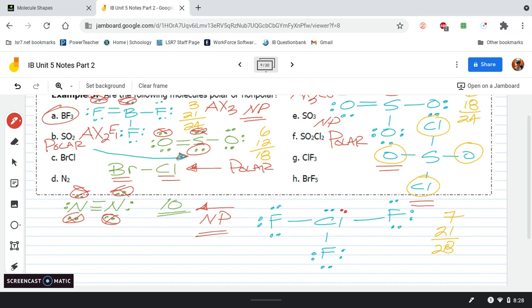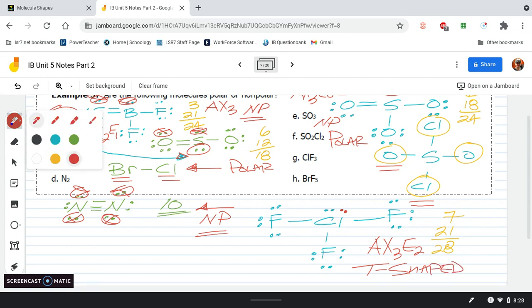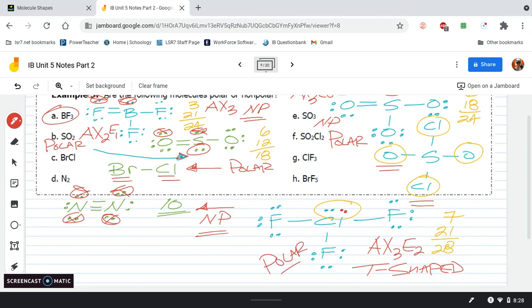So what is this? This is an AX3E2. If you look at that, right away there's dots in the middle. It's not symmetrical. It's a T-shaped molecule. And because it's T-shaped, so it has ends, and because it has dots in the middle, it's automatically going to be polar. So this one is also polar.